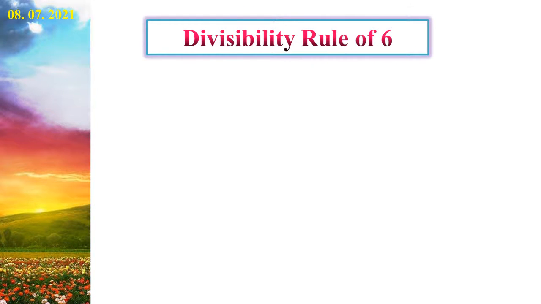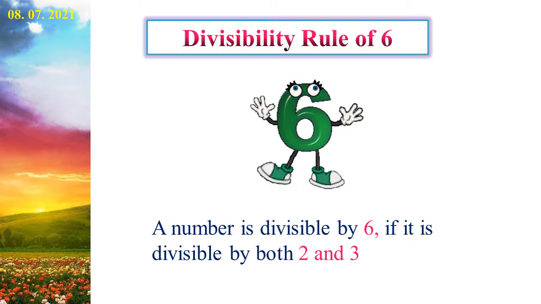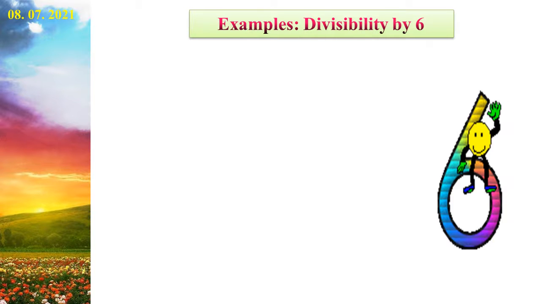Next, divisibility rule of 6. A number is divisible by 6 if it is divisible by both 2 and 3. Let's see some examples for divisibility rules of 6. Look at the given number 320. What is the divisibility rule of 6? A number is divisible by 6 if it is divisible by both 2 and 3. Now we are going to apply the rules of 2 and 3.